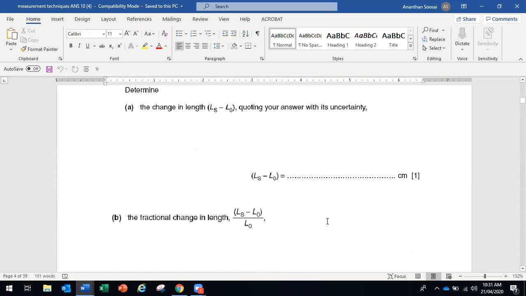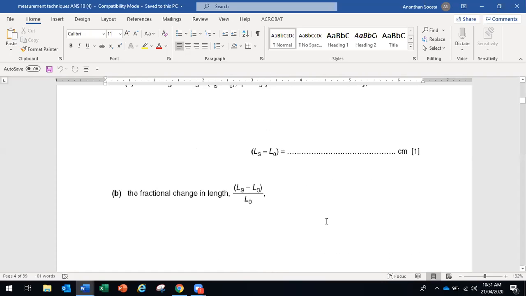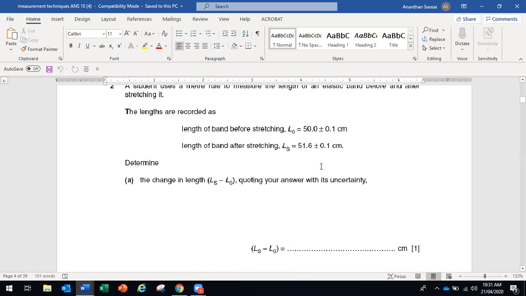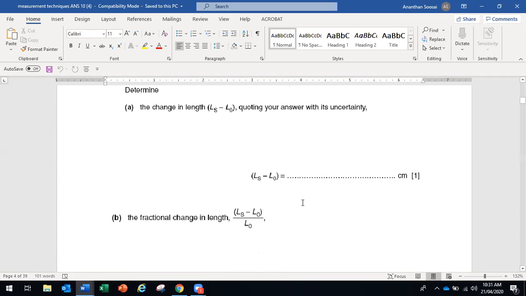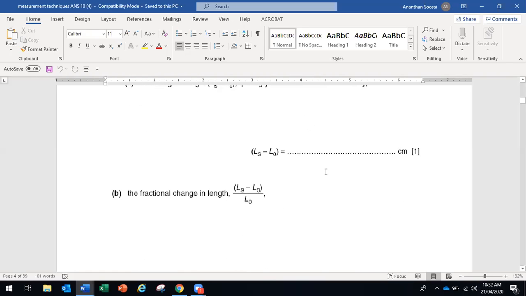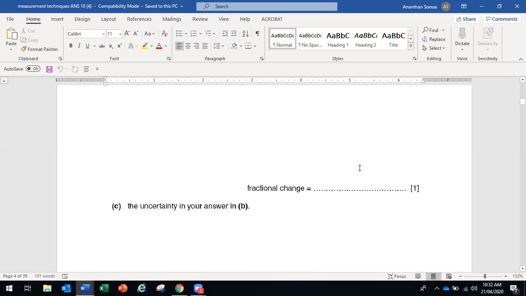Okay, you scroll down. Now B, find the fractional change in length, LS minus L0 over L0. It's also quite easy. So LS minus L0, we know here is 1.6, over L0. Anyone? What's the answer? 1.6 divided by L0, 50. So 1.6 divided by 50, what do you get? That's the answer should be here. Fractional change.